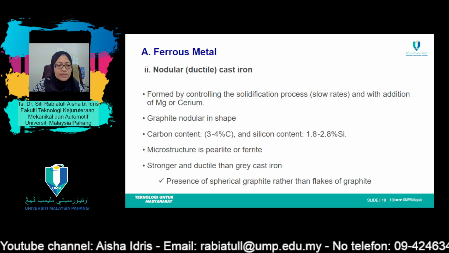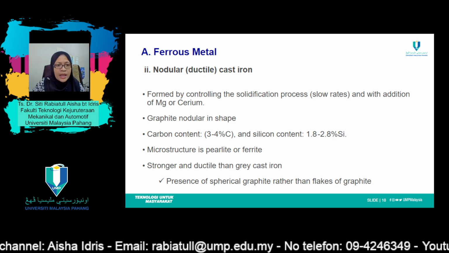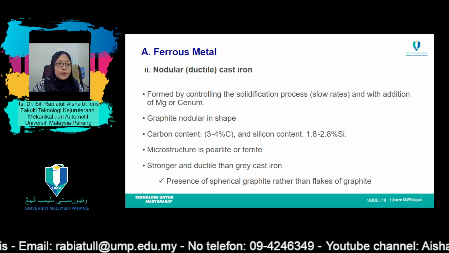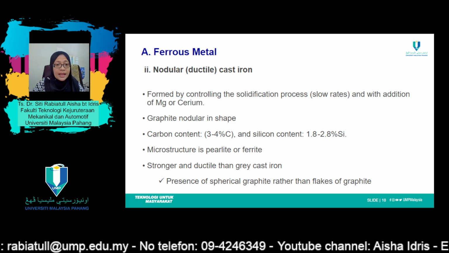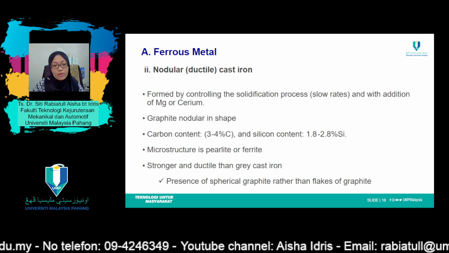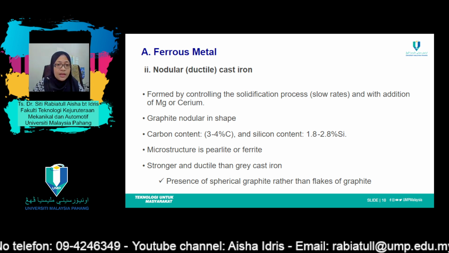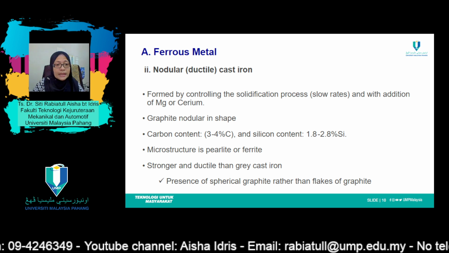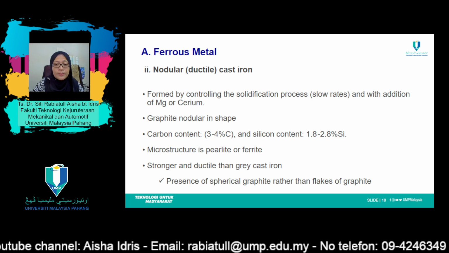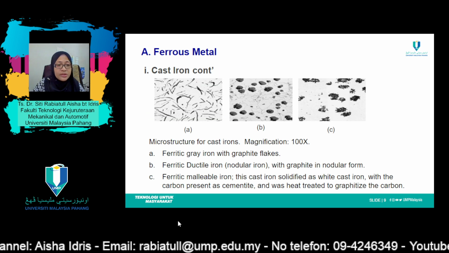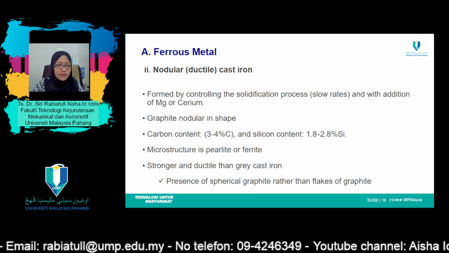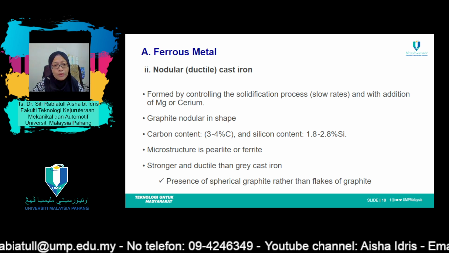Meanwhile, for nodular or ductile cast iron, adding a small amount of magnesium or cerium to the grey iron before casting produces a distinctly different microstructure and set of mechanical properties. Graphite still forms, but as nodular or sphere-like particles instead of flakes. The resulting alloy is called ductile or nodular iron, and a typical microstructure is shown in figure B over here. The matrix phase surrounding these particles is either pearlite or ferrite, depending on heat treatment. It is normally pearlite for an as-cast piece.